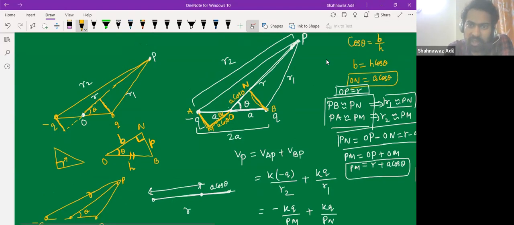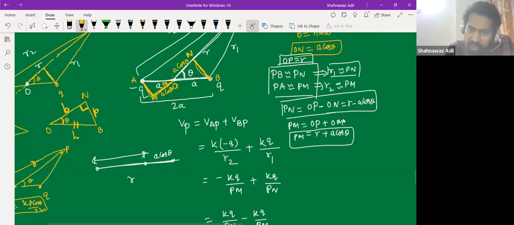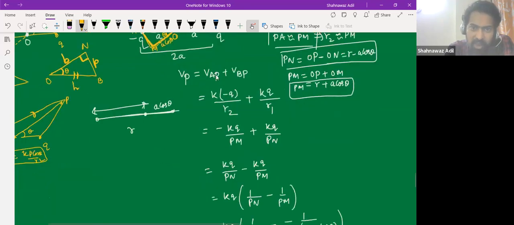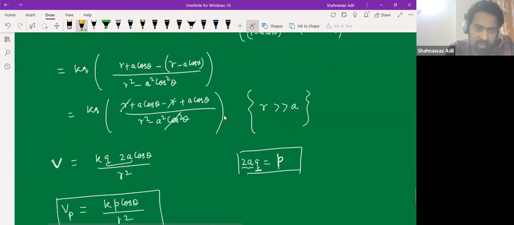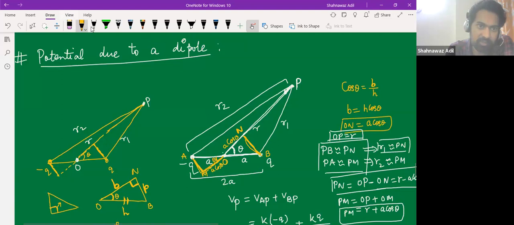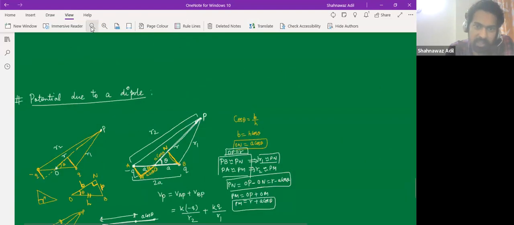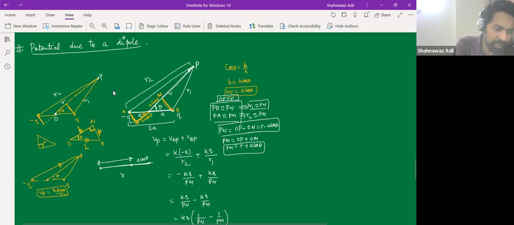So this was the idea, and what did we do? First, we found out what this ON and OM are. We approximated that this R1 is PN, this R2 is PM, and then we found out these values, and then we used the idea of multiple charges, and then we calculated the potential, and then we got this. You guys, please note it down. And if you have any doubts, please ask me. This derivation is very important, right? Practice this derivation many a time.